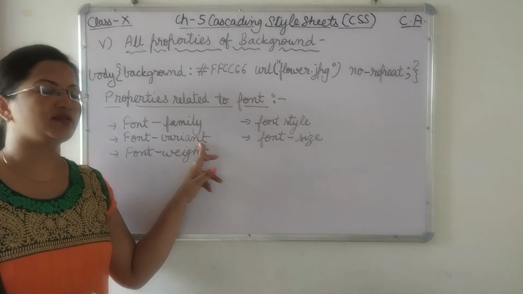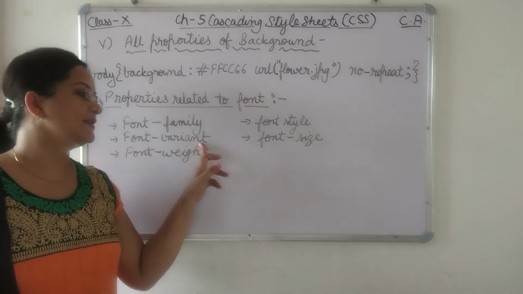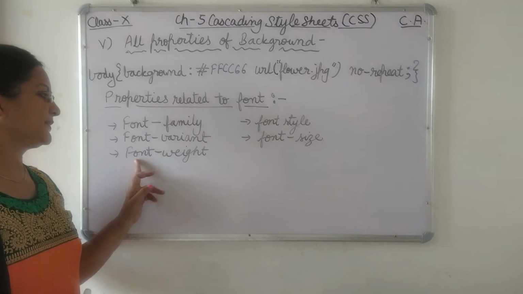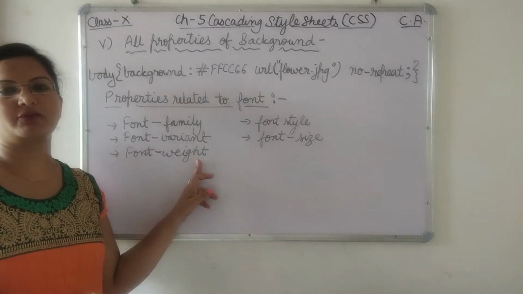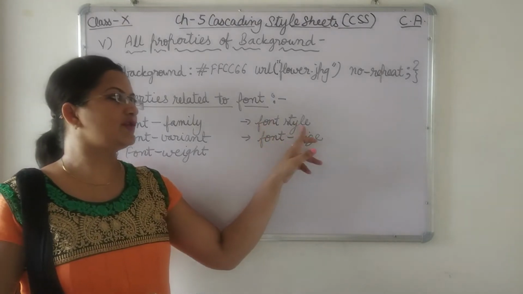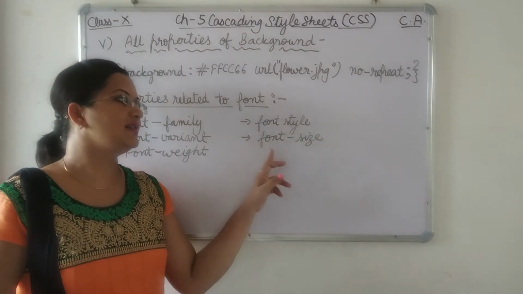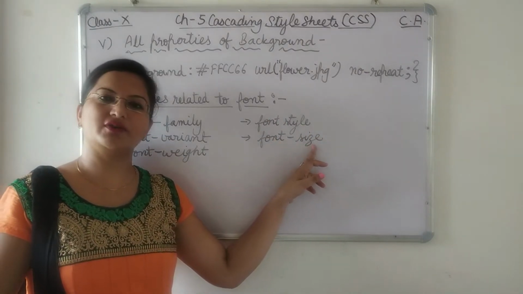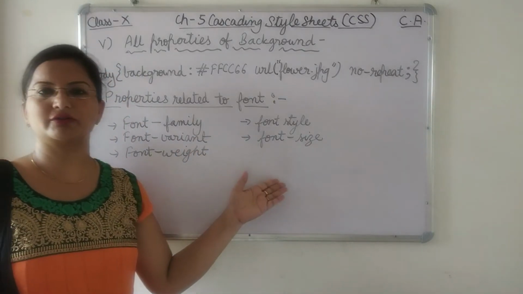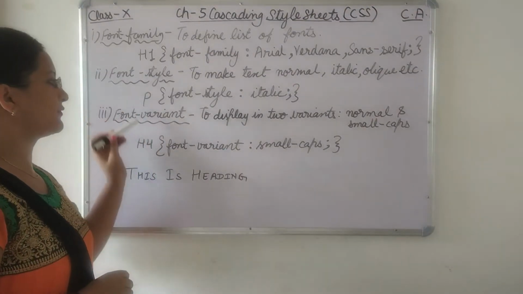Then font-variant is to change text to small caps or normal. Small caps means capital letters but small in size. Then font-weight, if we have to make text bold, bolder, light, etc. Then font-style, if you have to make the text italic and all, then you can use font-style. If you have to change the size of the font, then you will use font-size. So the naming convention is there. It's not at all difficult to learn. Now students, one by one I will explain all the font properties.